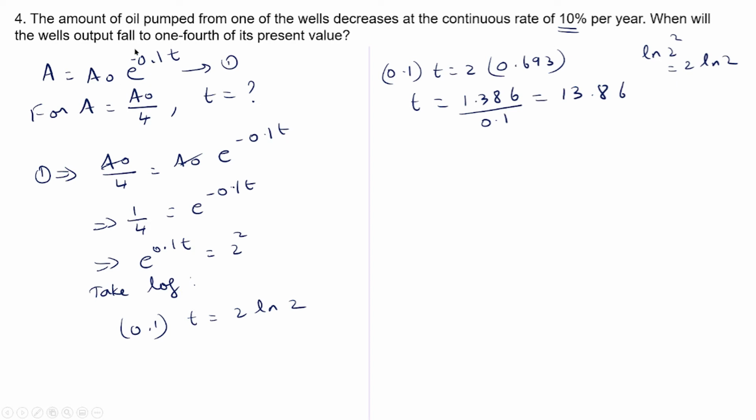The time is given in years. Here it is given that the amount of oil decreases at the rate of 10% per year. We need to find when the output will fall to 1/4 of its present value. So the output will fall to 1/4 of its present value when time is equal to 13.86 years. So it will take 13.86 years for the amount of oil to decrease to 1/4 of its present value if it decreases at a rate of 10% per year.